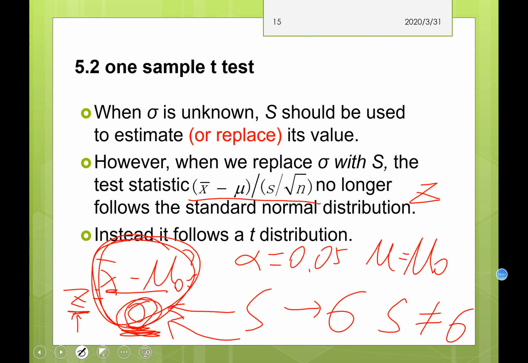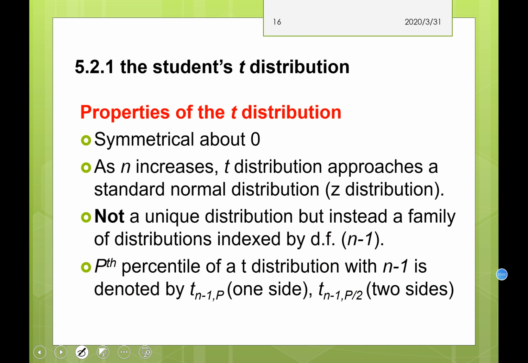And we will find that the test statistic follows a new special distribution, and we call that special distribution the t-distribution. We use the little t to represent the new distribution. So, what is the t-distribution?